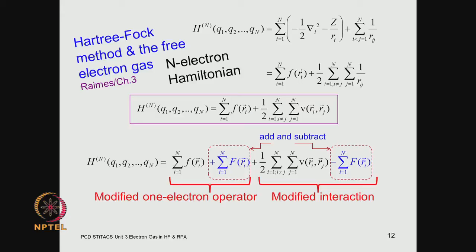So, you have a modified 1 electron operator, modified because to the first term, which is the actual kinetic energy term, you have added a certain term which is yet to be found, and you have subtracted the same term from the 2 electron term. So, it becomes the modified 2 electron term. So, you have the modified interaction and the modified 1 electron operator. What we are now going to discuss is how to choose F.